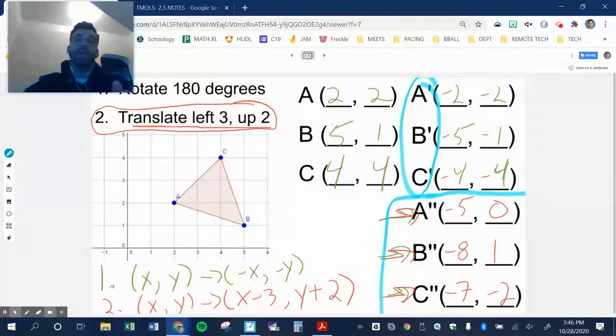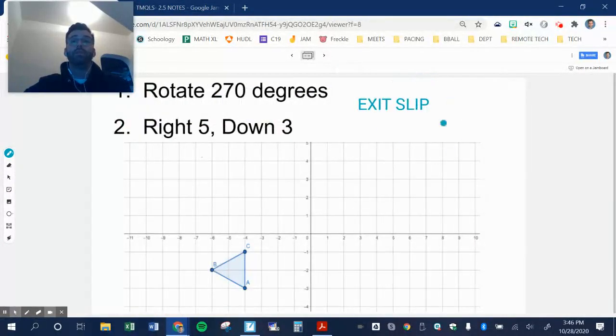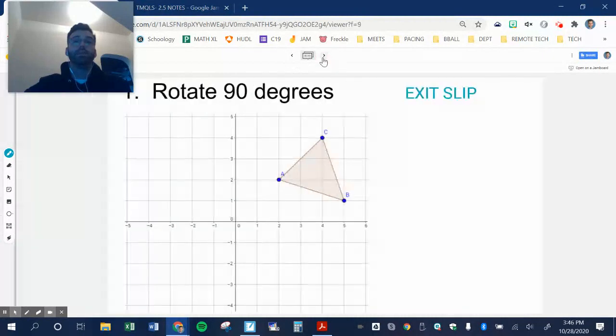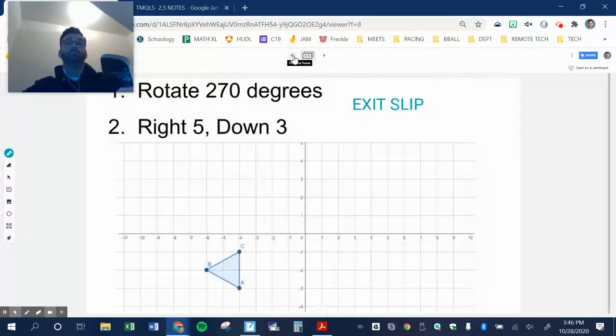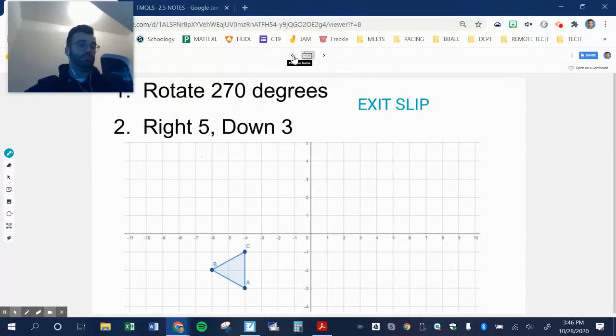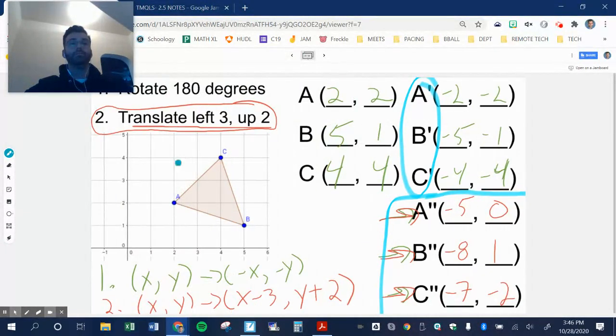Note that a double prime, that's two apostrophes, means it's the second step. That's why it's double prime. This is going to be part of your exit slip. This will be the first one, and then it'll be the second one. Sound good? Sounds good to me. That's the end of the video.